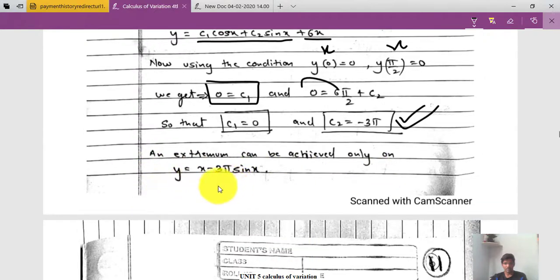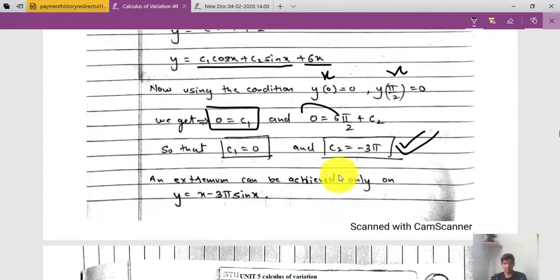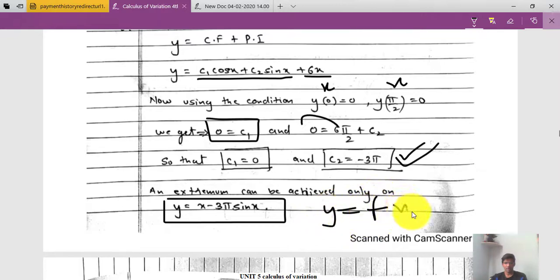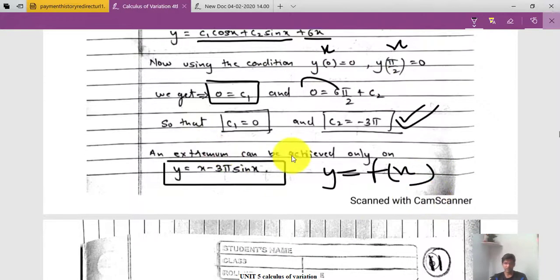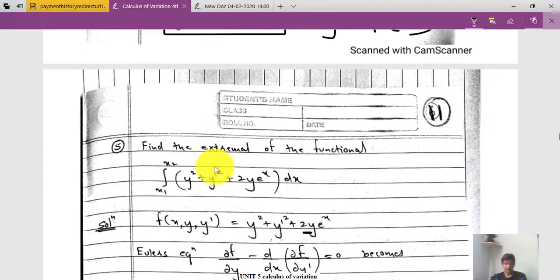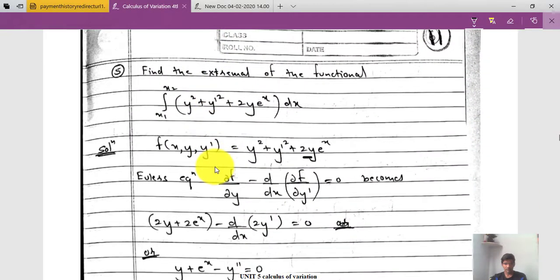And therefore, substituting the values of c1 and c2, we have y equal to x minus 3 pi sin x. Again, you observe that this equation is of the form y of x. So depending upon this equation for the above functional, we can find its extremum value for this given function. Now let me have another example.